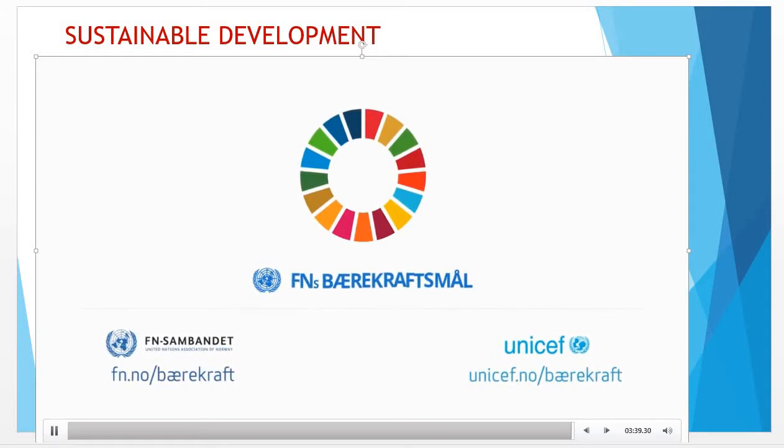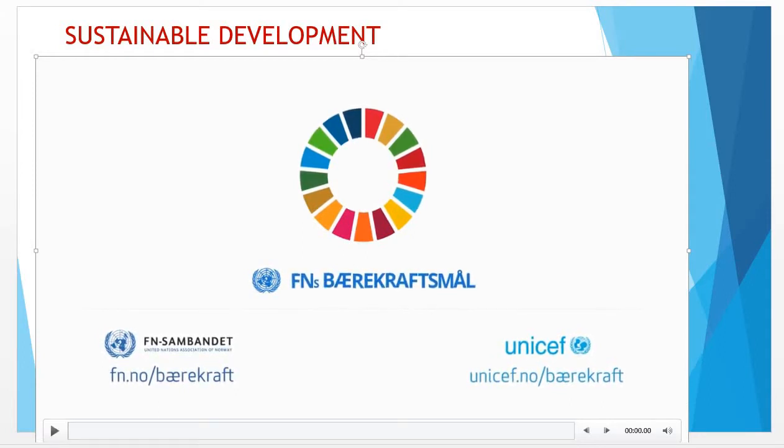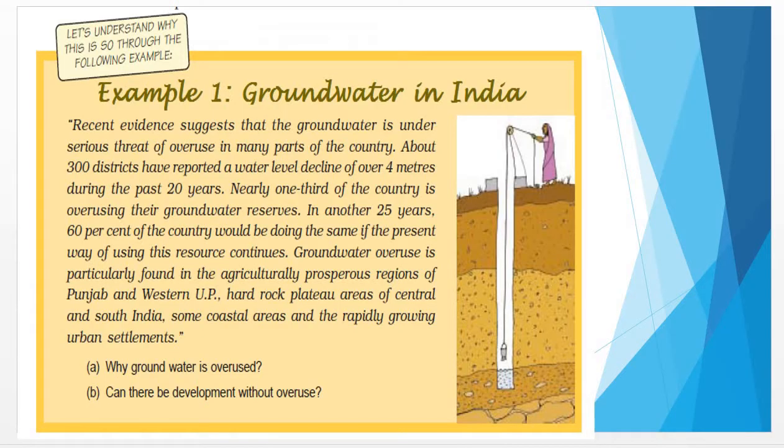So, sustainable development is a balance between economic development, social progress, and climate and environment. So, in order to emphasize on sustainable development, there are two examples that are mentioned in your NCERT book. Let us discuss this. Example 1, groundwater in India.